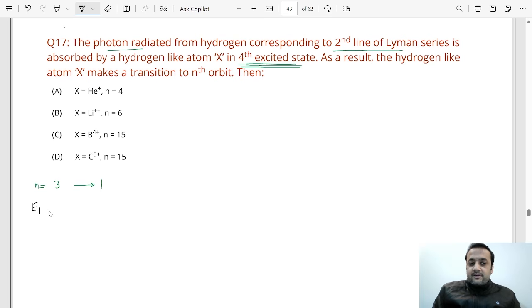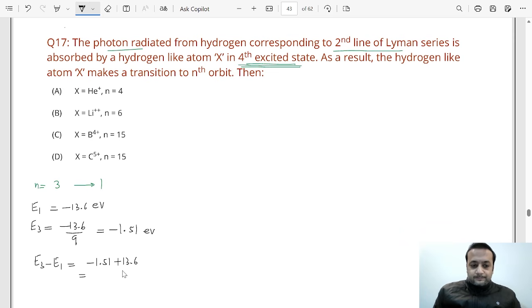What is the E1 for hydrogen? E1 for hydrogen we know is minus 13.6 electron volt, and what is the E3 of hydrogen? E3 will be minus 13.6 divided by 9, right? So this will become minus 1.51 nearly. If we do the difference, E3 minus E1, that will be minus 1.51 plus 13.6.